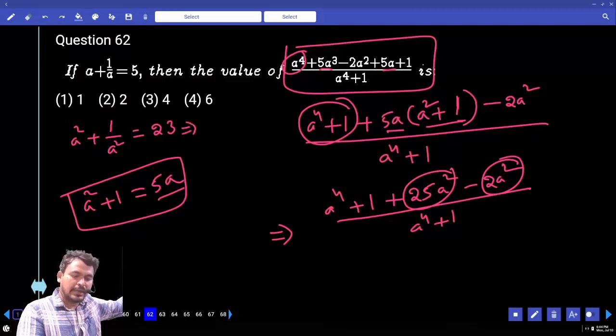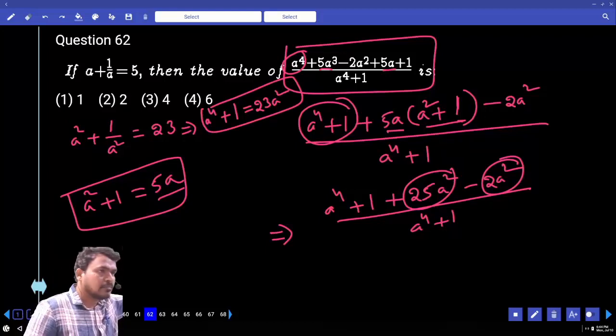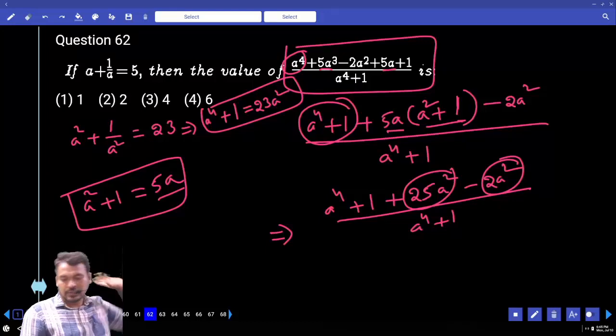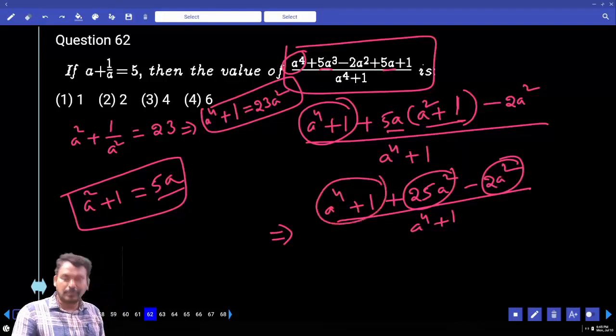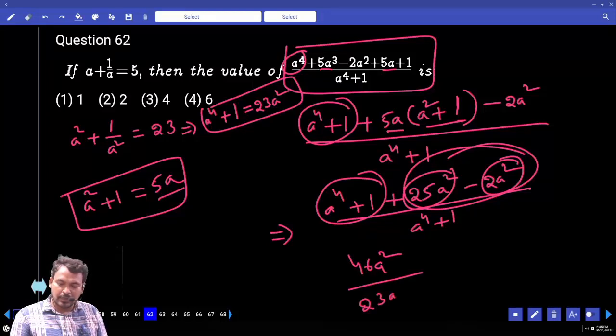This one we wrote again, a power 4 plus 1 equal to which one? 23a square. a square into a square: a power 4 plus 1 by a square equal to 23 means a power 4 plus 1 equal to 23a square. In place of a power 4 plus 1 we write how much? 23a square, and here already 23a square. Total it is 46a square, by what is the denominator? 23a square. Then 23 is how many times here? 2 times.